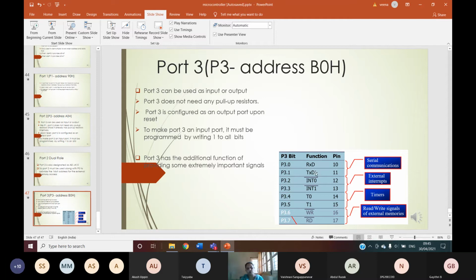Okay, so as you all know, this 8051 microcontroller has an on-chip serial communication facility. Since serial communication is provided, 2 pins are dedicated for it. Whenever you are doing serial communication, the data is transmitted on the TXD line and data is received on the RXD line. So these 2 lines, TXD and RXD, are used for serial communication.